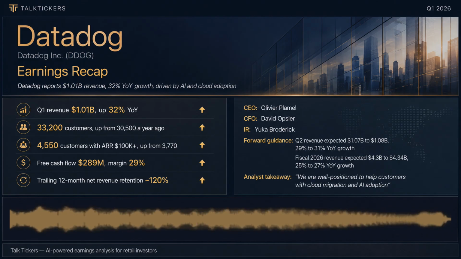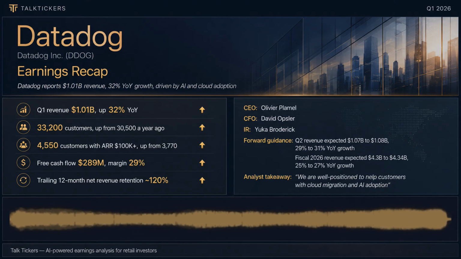From a, I guess, financial physics standpoint, how do we even contextualize that? I mean, it completely defies the standard law of large numbers. Usually growth slows down, right? Exactly. Usually, as a software as a service company scales, gravity takes hold. The bigger the denominator gets, the harder it is to maintain those high percentage growth rates. Growing a $10 million book of business by 30%, you just need to sign a few good deals. Growing an $800 million quarterly baseline by 32% requires a systemic, industry-wide adoption of your platform.